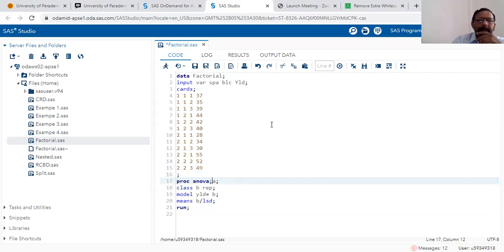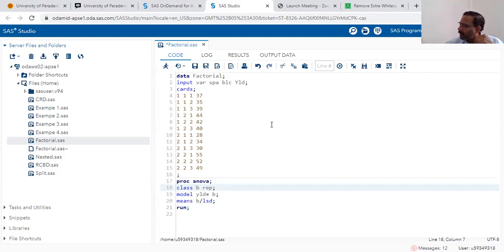Right. This is my data. Now tell me, what is the class? Anyone? What is the class? Variety, spacing. Okay, variety, spacing, block. Block.